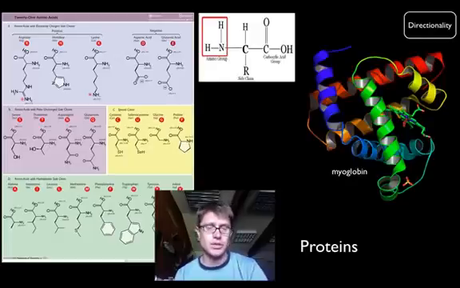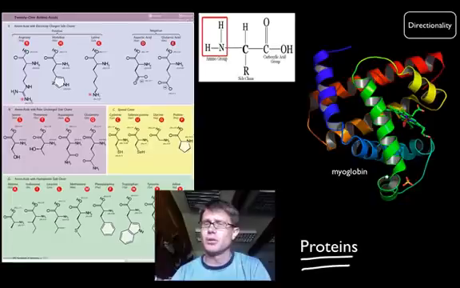Next ones are going to be called proteins. Proteins are made up of amino acids, and this is myoglobin. It's one of the first ones that we got the structure of. You can see an alpha helix here. I don't see any beta pleated sheets. A pretty simple kind of a protein.